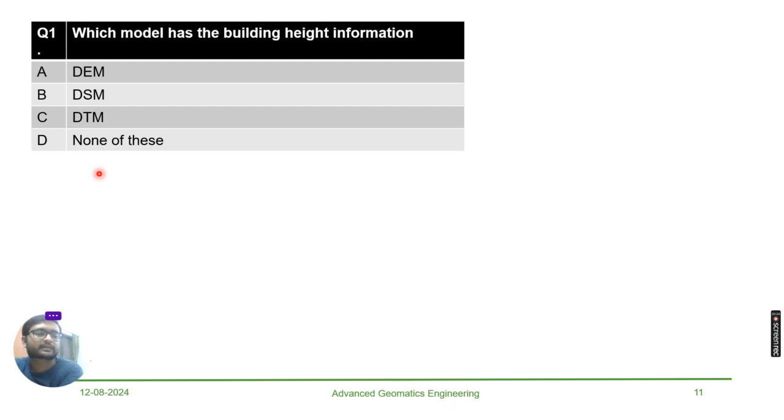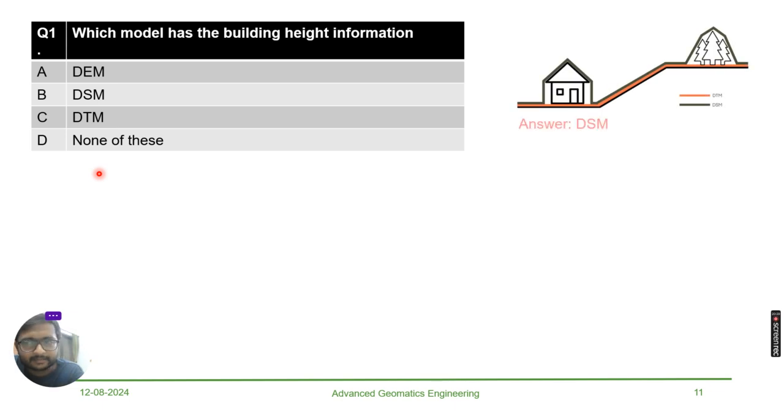So here the right answer is D, DSM, because when you talk about the data sets, DEM is very general in nature. DEM is like bare earth, which you can see here, the black line, the barren surface of the earth. That is known as a digital elevation model, without considering trees, houses, or any other objects present on the earth. So that is known as a DEM.